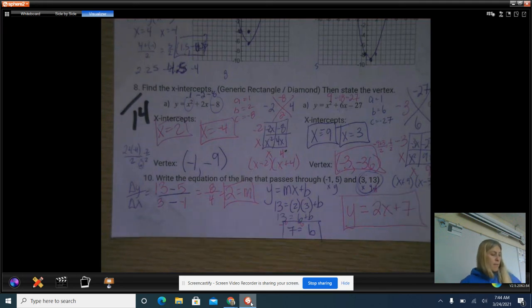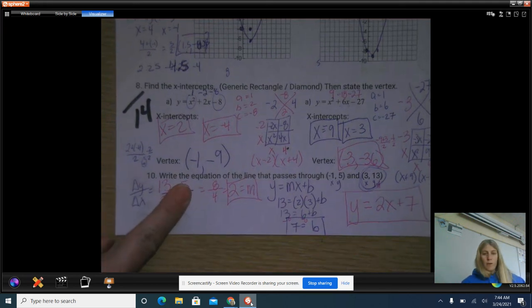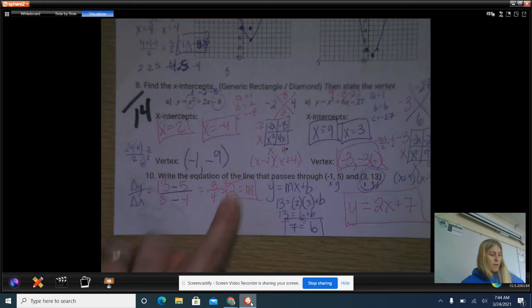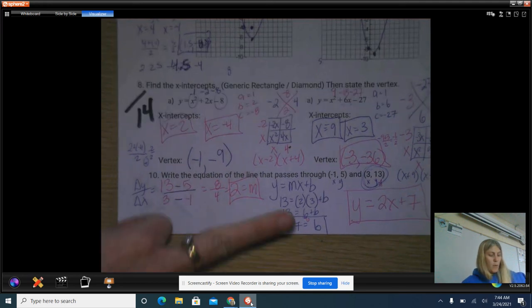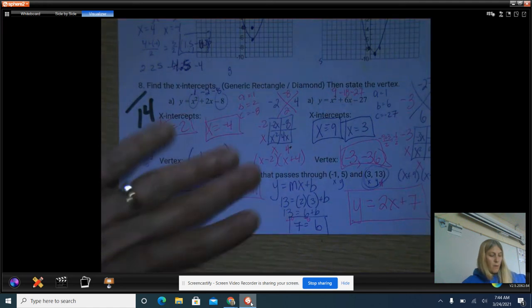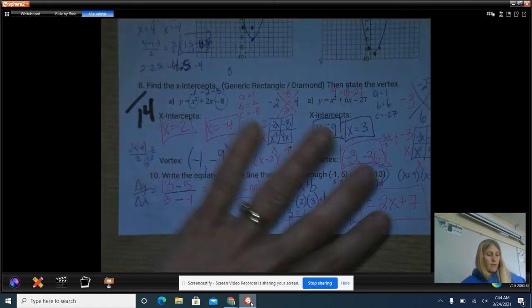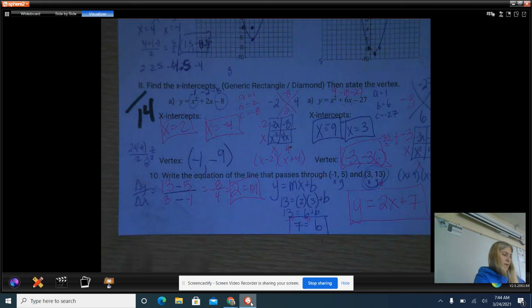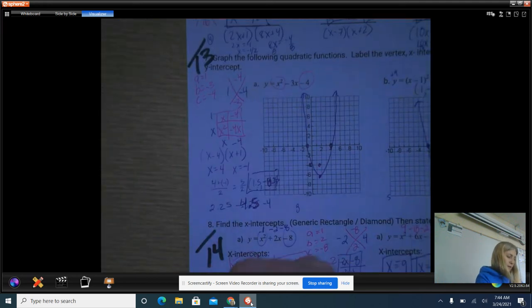Okay, so this problem is 1 point for your work for your slope, second point for getting 2 for your slope, third point for work for your y-intercept, your fourth point for your y-intercept, and your fifth point for putting it all together. So this one is out of 5.